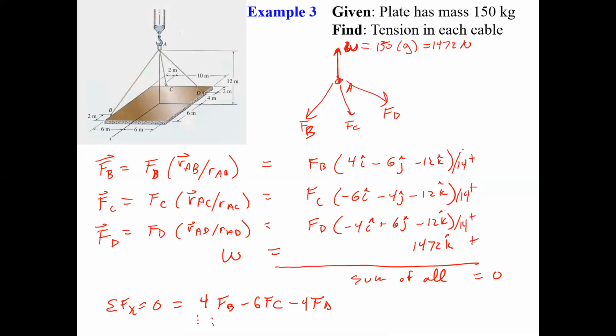And so this whole thing is going to be actually 4 over 14 FB minus 6 over 14 minus 4 over 14. And you could get rid of it, except that that 1472 would then sort of have to be multiplied by 14. If you want to multiply everything by 14 and make 1472 bigger, you can do that too. But anyway, that's the basic idea.